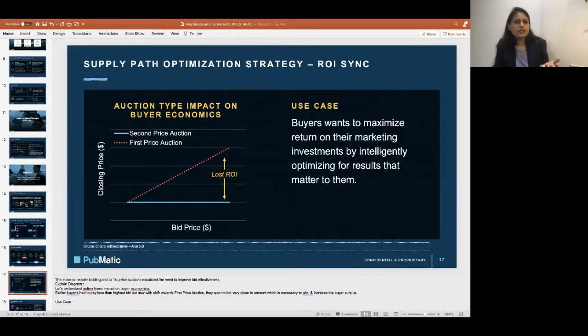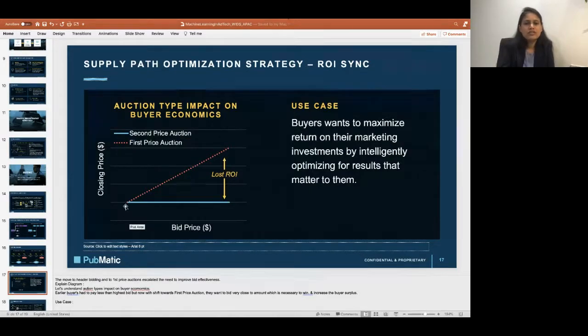So after looking at how header bidding and first price auction have changed everything from how it used to happen, this has also escalated the need for improvement in bid effectiveness. This problem will get clearer with the help of a diagram. Here we are looking at how to improve bid effectiveness. On the x-axis we have the bid price, and on the y-axis we have the closing price, or the clearing price.